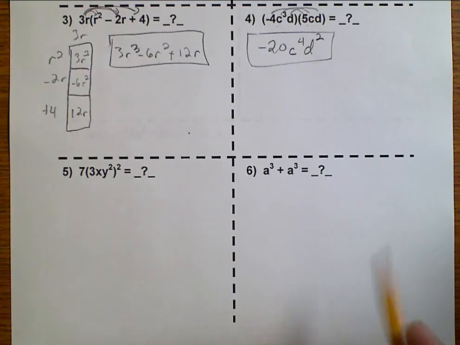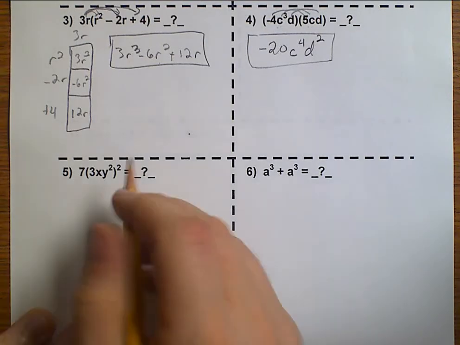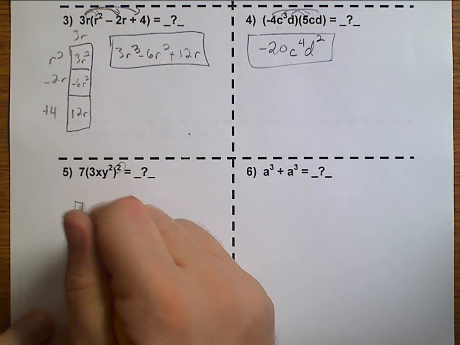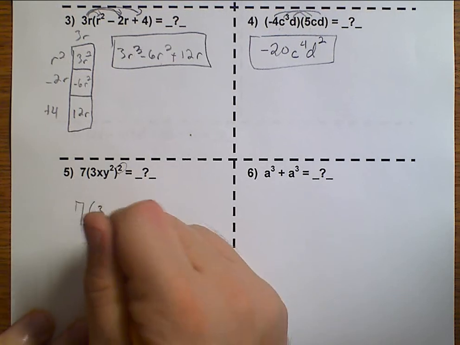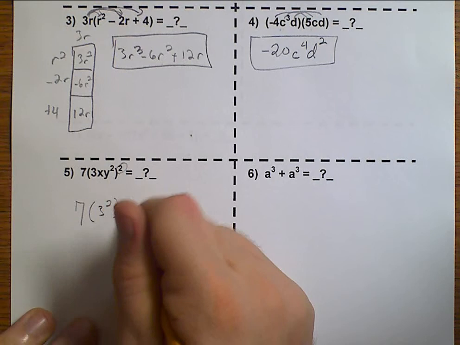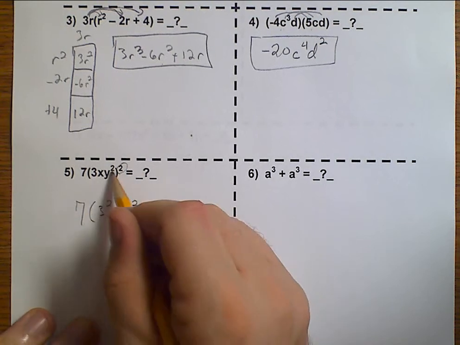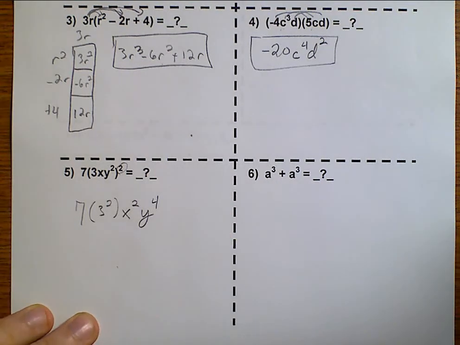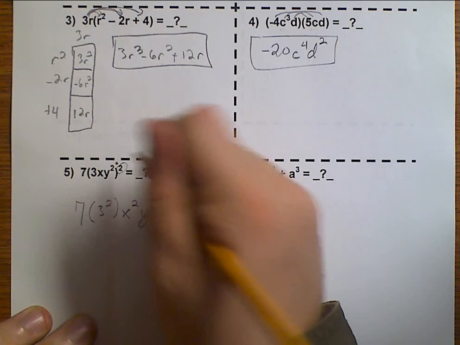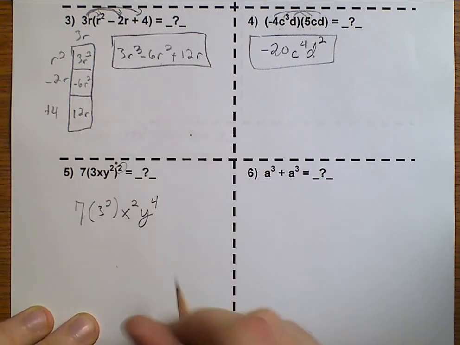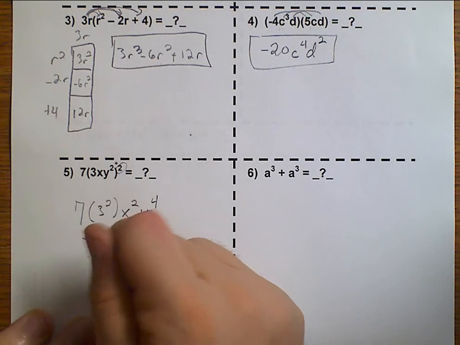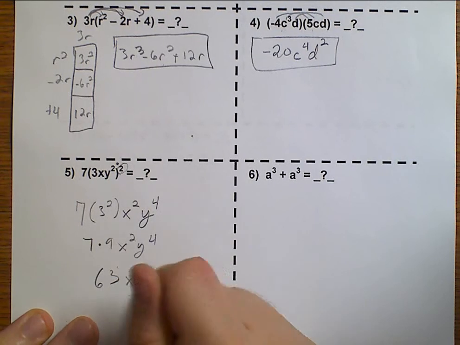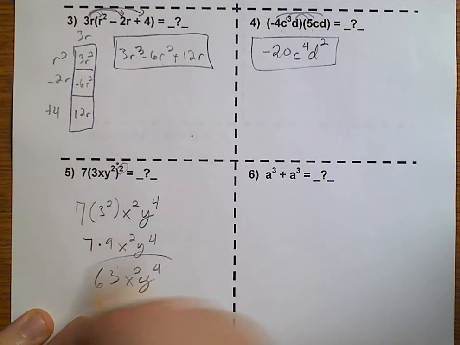Number 5, we're dealing only with monomials again, but notice this one's been raised to an exponent, so I need to apply this exponent first. So the 7 remains unchanged, times 3 squared, x squared, and then y, 2 times 2 makes 4. Remember, when you raise an exponent to an exponent, you need to multiply them. Well, 3 squared is 9, so 7 times 9, x squared y to the fourth. So we get 63 x squared y to the fourth.